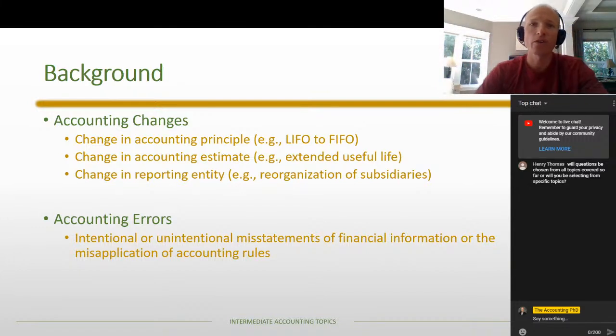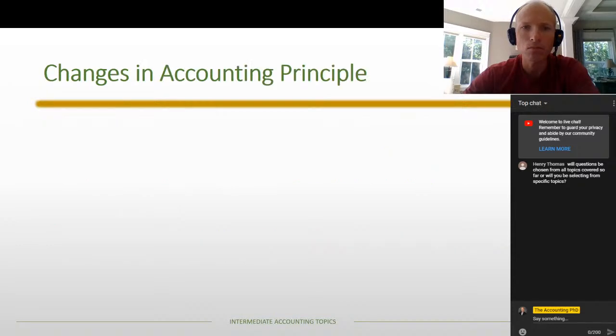You can get yourself in a lot of trouble if you don't apply accounting principles the right way. And so all of that to say, these are big issues. The accounting errors are a little more serious as far as there being legal and financial issues, but all of them are important to kind of go through. All right, so we're going to go into a little more detail on changes in accounting principle.